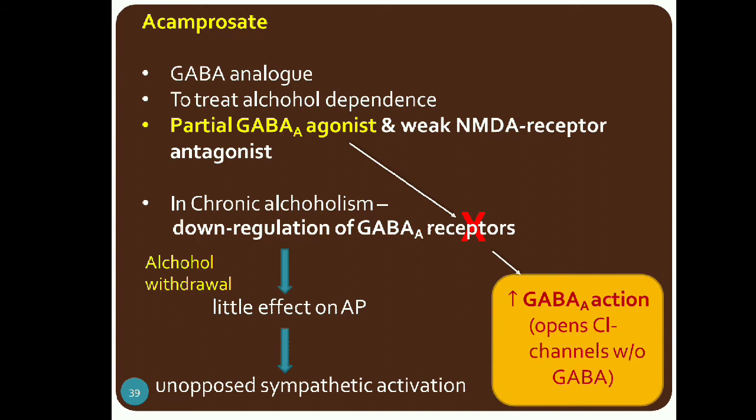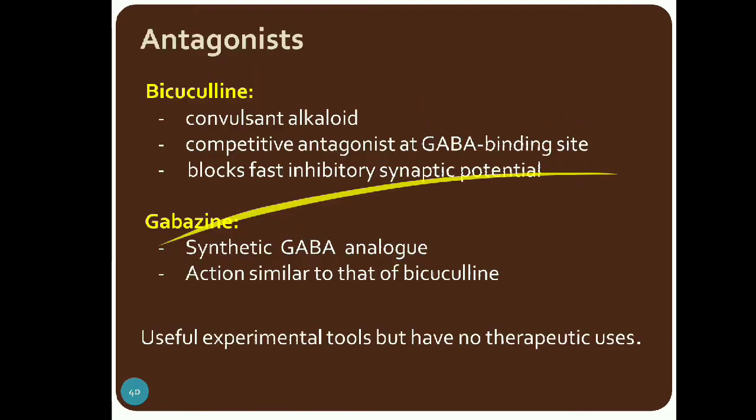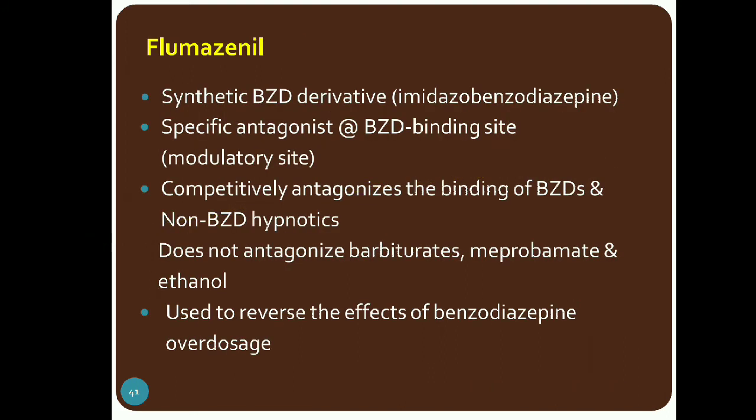Antagonists: bicuculline, a convulsant alkaloid, is a competitive antagonist at the GABA binding site and blocks the fast inhibitory synaptic potential. Gabazine, a synthetic GABA analog, acts similarly to bicuculline. Useful experimental tools, but they have no therapeutic uses. Flumazenil is a synthetic BZD derivative, an imidazobenzodiazepine, a specific antagonist at the BZ binding site, a competitive antagonist of the binding of BZDs and non-BZD hypnotics, and it does not antagonize barbiturates.